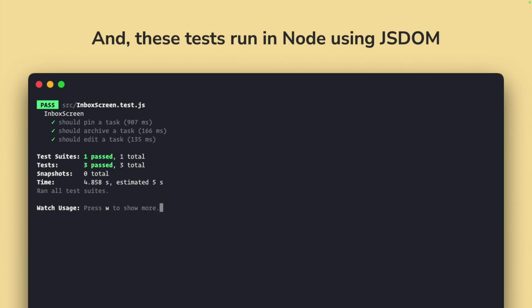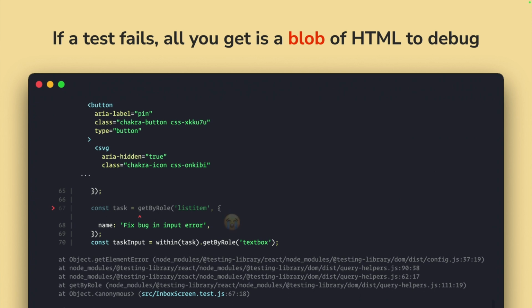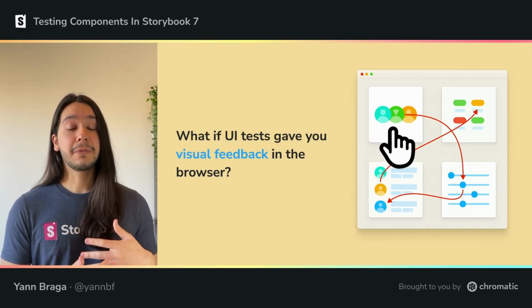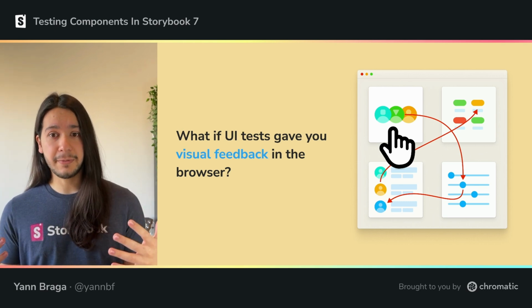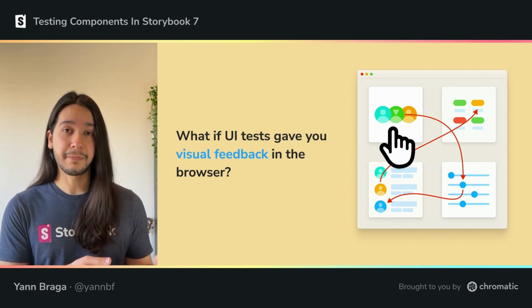But because all of these things are running in Node with JSDOM, I don't have visual feedback as I'm setting these up. So if everything is simple and easy to set up, great. But if it's a little complex and you get some errors, yeah, best of luck. How do you translate all of that blob of HTML into something visual? So what if UI tests gave you visual feedback directly in the browser?